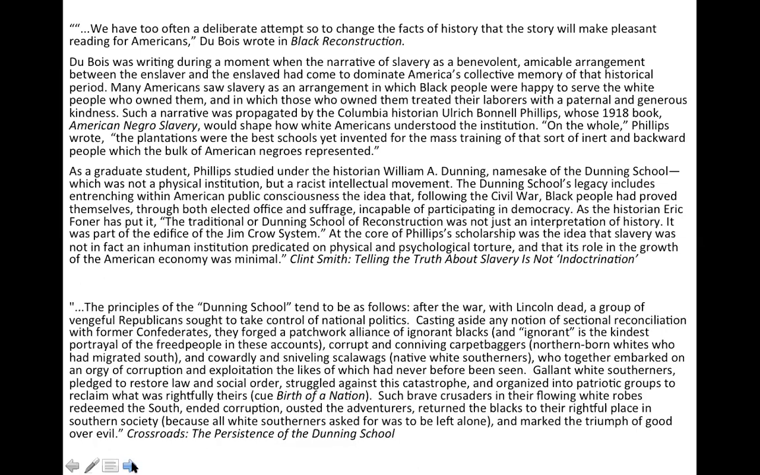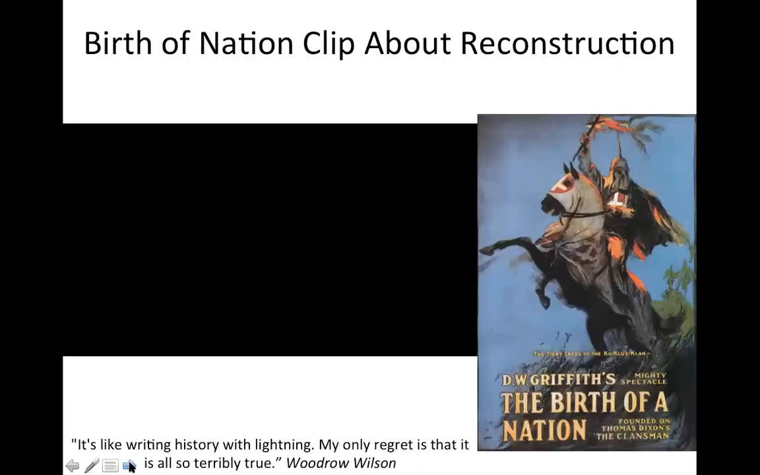At the core of Phillips' scholarship was the idea that slavery was in fact not an inhumane institution predicated on physical and psychological torture, and that its role in the growth of the American economy was minimal. Sorry. So this wraps up this whole new ideology, this Dunning School of Reconstruction.